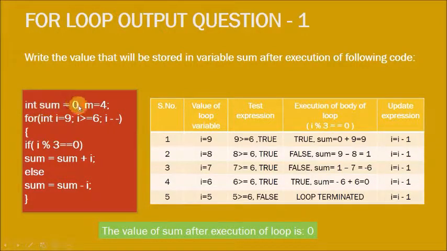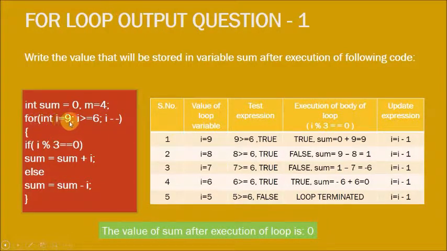So int sum = 0, m = 4, for (int i = 9; i >= 6; i--), and then within curly braces we are giving the body of the loop, which is if (i % 3 == 0) sum = sum + i; else sum = sum - i. So let us understand step by step. Now there are two variables, sum is 0 in the beginning and m is 4.